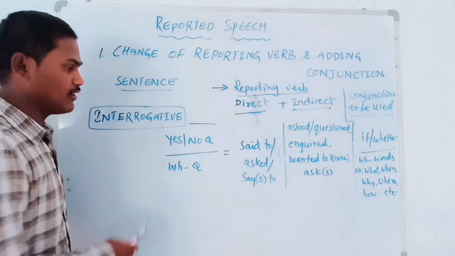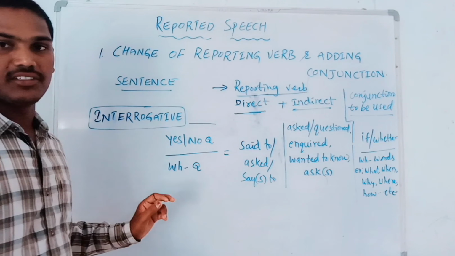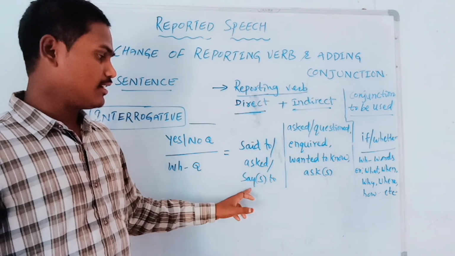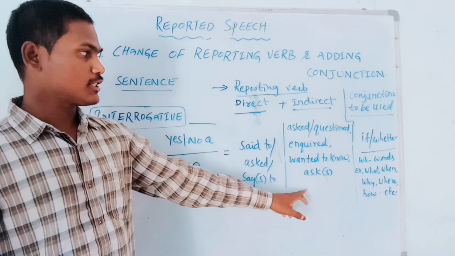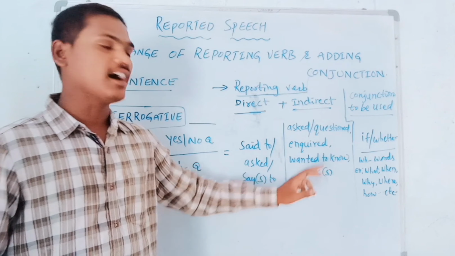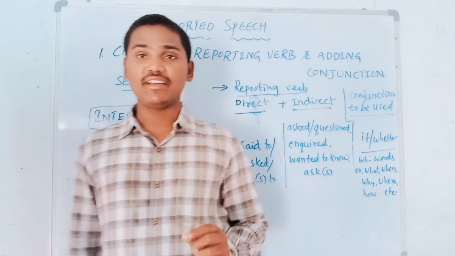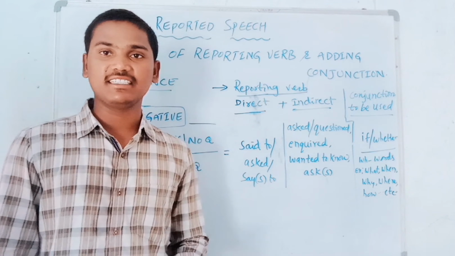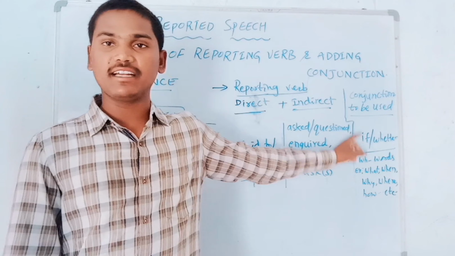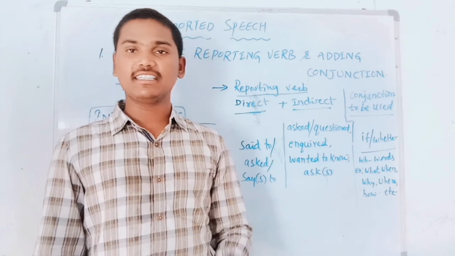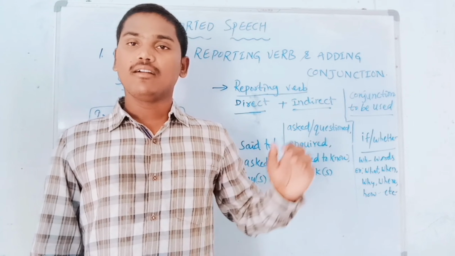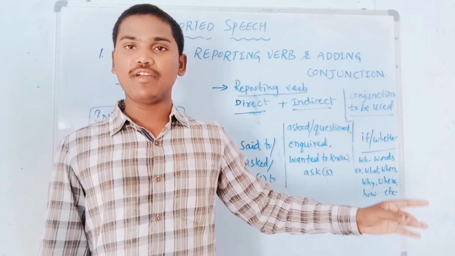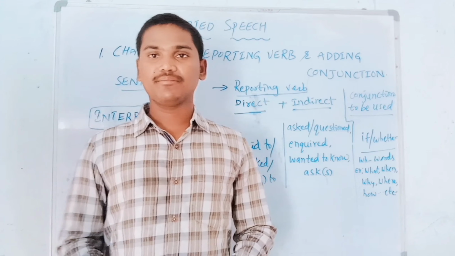Once again, I would like to repeat: yes or no questions and WH questions are the two main types of interrogative sentences. If you get said to, asked, or says to, we must write in indirect speech asked, questioned, inquired, wanted to know, any one of these. But we must be very careful when we remove inverted commas in indirect speech. If it is a yes or no question, we have to write either if or whether. But if it is a WH question word, we have to write what, when, where, how, why, whatever it may be, after removing the inverted commas.